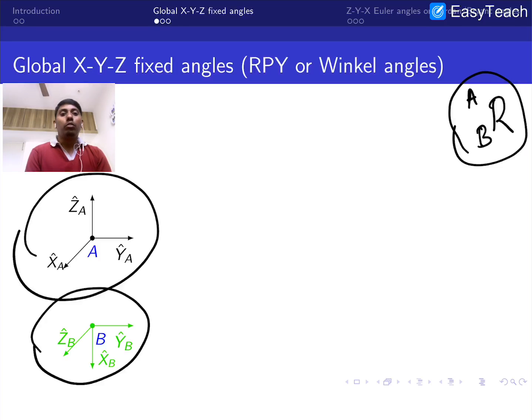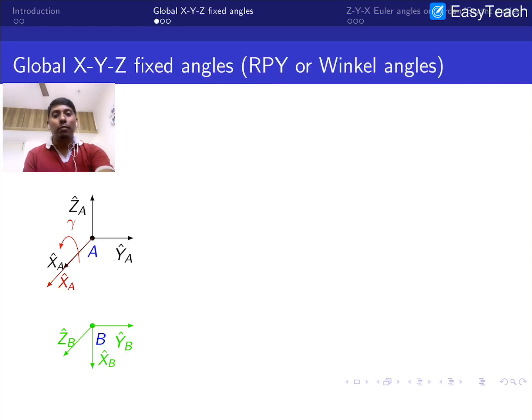So what I can do, one simple step, I can go with a global XYZ fixed angle. I'm taking this forward in order to get this. I'm going to do 3 operations. Right now you forget about the B frame. Right now you can see how we are moving forward. I'm taking this A frame, and I'm taking the X axis as the rotation reference. I'm rotating by angle gamma.